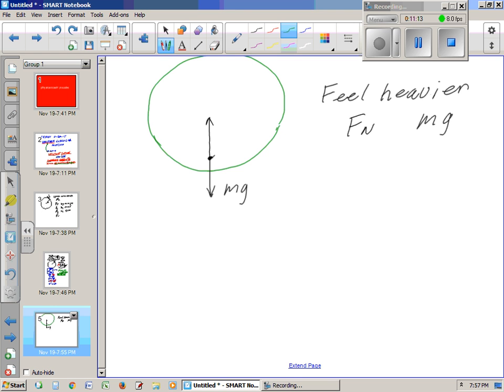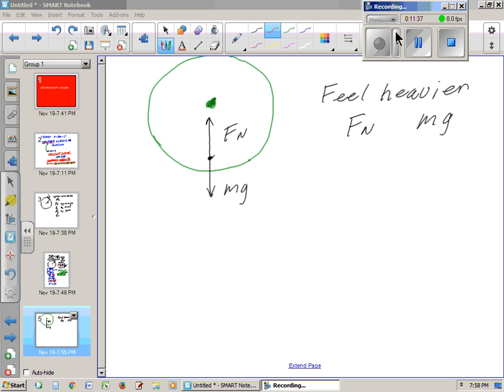So this, I lost my normal force. The sum of these two forces would point toward the middle of the circle. I kind of missed on the shape of the circle. Let's fix that up. Okay, so the sum of those forces points toward the middle of the circle. So if we drew this as a free body diagram, it would look like this, and we can box it.